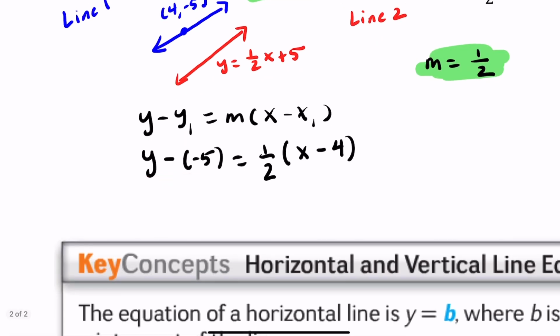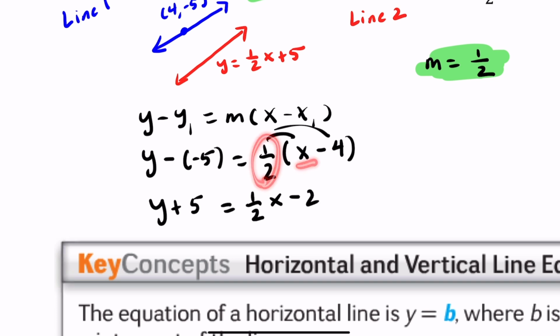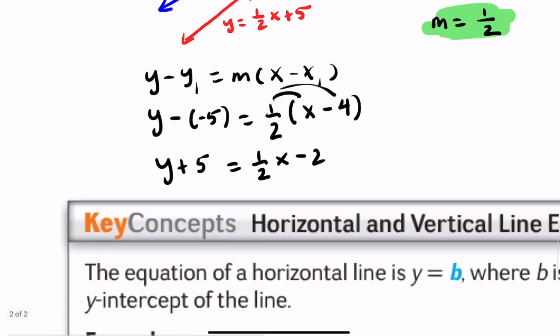So y minus negative 5 becomes y plus 5, and that's still going to be equal to, if I'm looking at this 1/2 in the parentheses here, I'm going to distribute, so I should have 1/2 x minus 2. Okay, so 1/2 times x is 1/2 x, and 1/2 times negative 4 is just negative 2. So we're going to solve for y now. We need to subtract both sides by 5 here. So y equals 1/2 x minus 7, and this is my answer.